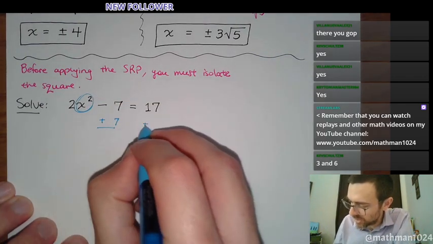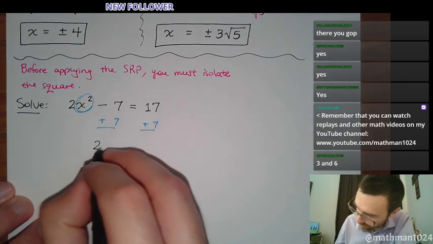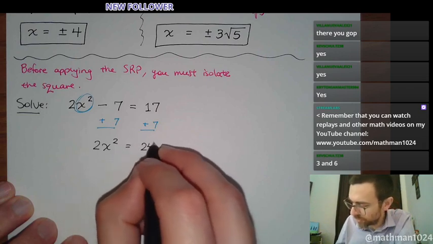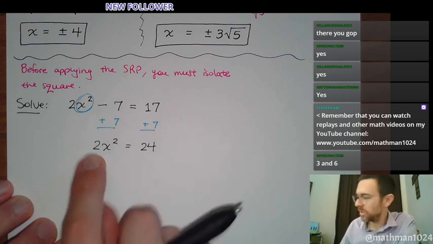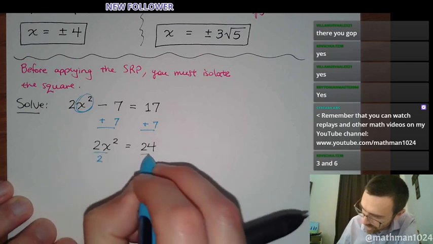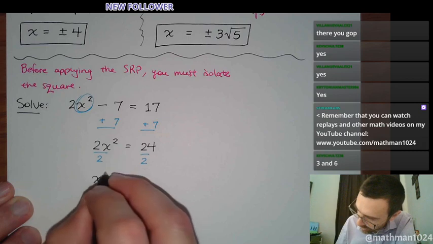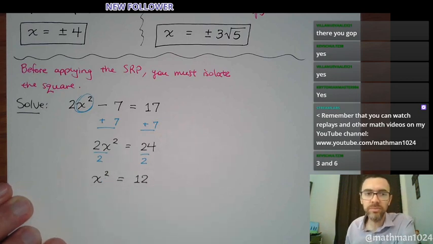So, add 7 to both sides, like this. So 2x squared is equal to 24. Now please understand that the square is not by itself yet because of this coefficient of 2. So the next thing we do is divide both sides by 2. So x squared is equal to 12.